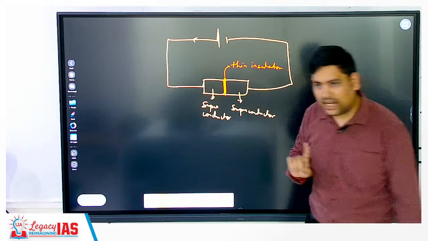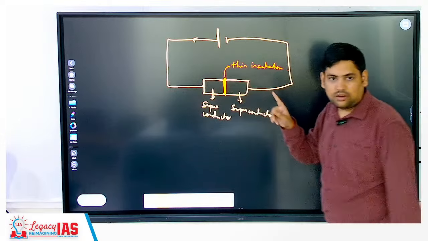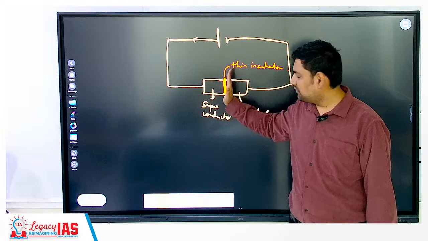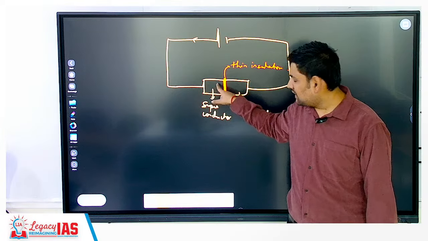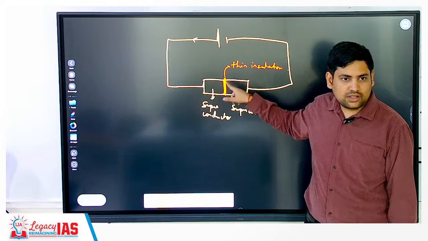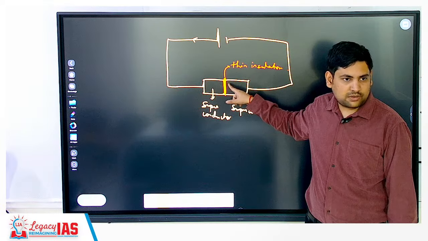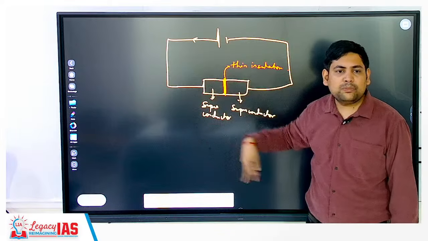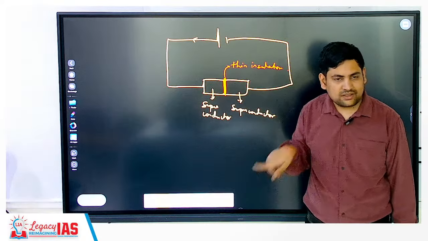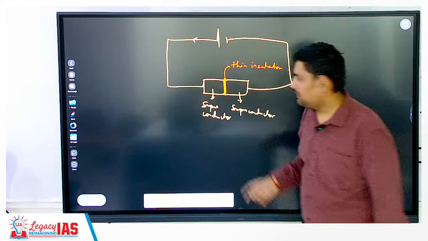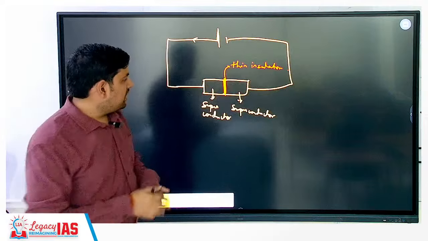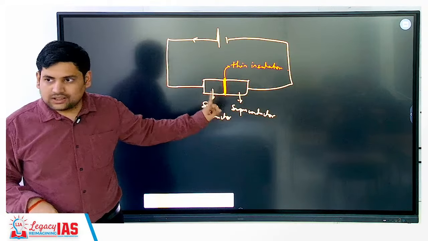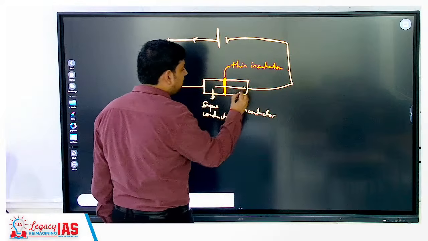Now ideally no current should flow. Because of this insulator, the electrons cannot pass from here. This will not allow electrons to pass through it, and the electrons cannot flow back. So then there should be no passage of current. But it was observed by them that there is still flow of current.